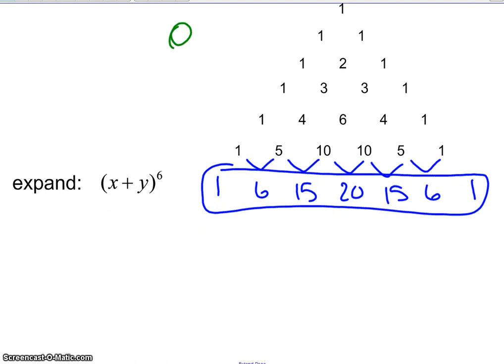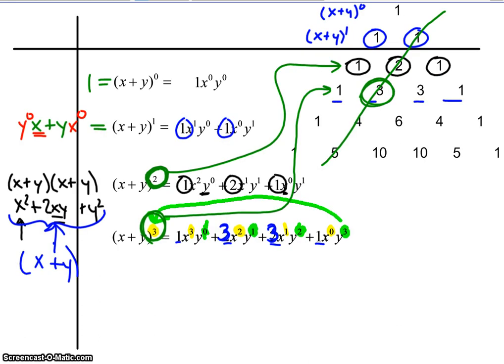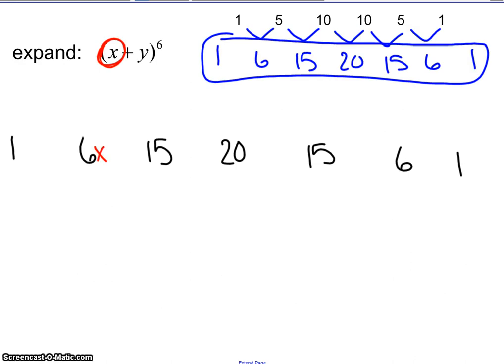I'm going to go in and write down my coefficients. 1, leave space, 6, 15, 20, 15, 6, and 1. Now, what I'm going to do is take my first piece of my binomial, x. And if you look back again, the first piece got raised to the power that we're raising it to at the beginning. So my first piece x is going to get raised to the 6th power. Then I went down 5, 4, 3, 2, 1, 0.